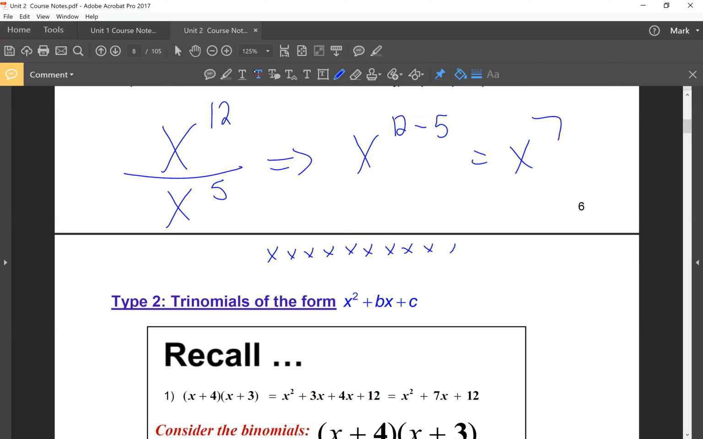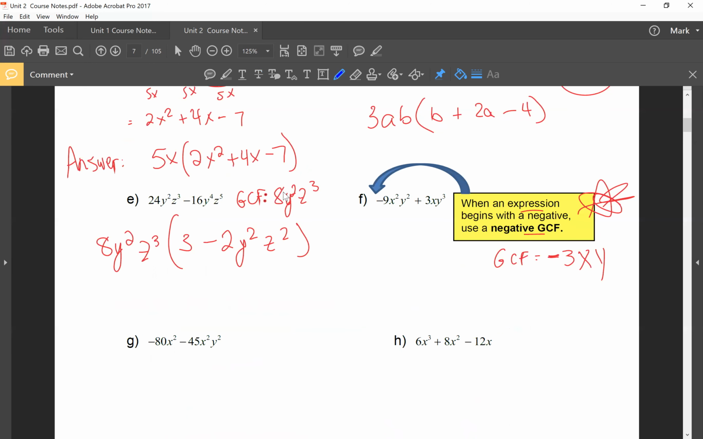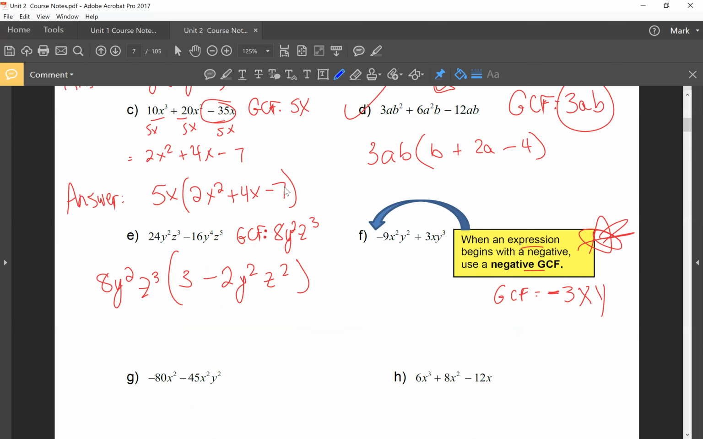I know this step, but I was asking, if you found the GCF and you try to include the variables with it, how do you manage the exponents with the GCF? For example, on number E, there's the -16 y to the 4 and z to the 5. Should I put y to the 4 and z to the 5 with the GCF?